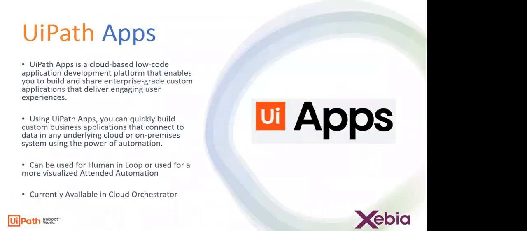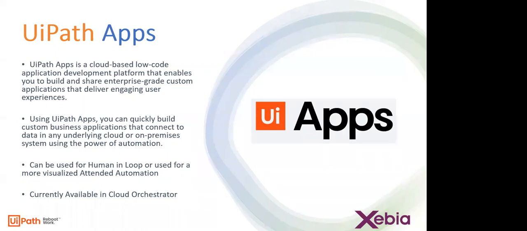As Udit already said, UiPath Apps is an extended or upgraded version of the forms that UiPath released earlier. So what is UiPath Apps? UiPath Apps is a cloud-based low-code application development platform that enables you to build and share enterprise-grade custom applications that deliver engaging user experiences. Basically, this means that you can create an HTML page for the end user for whom you want the integration or an attended bot created, and he can call the robots in the background and get the automation done at his or her end.